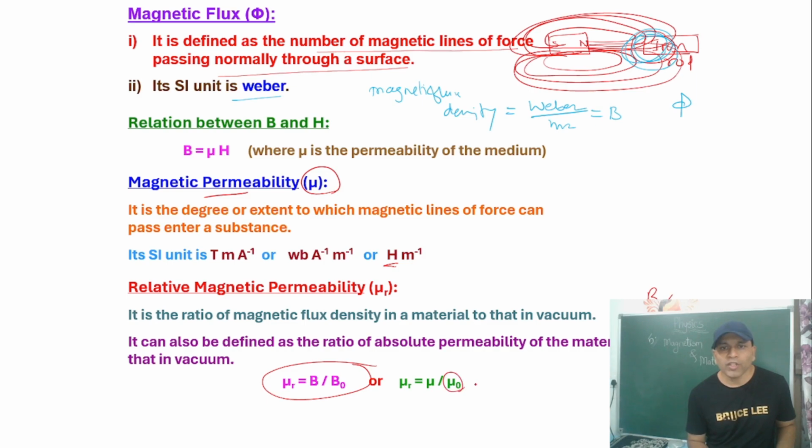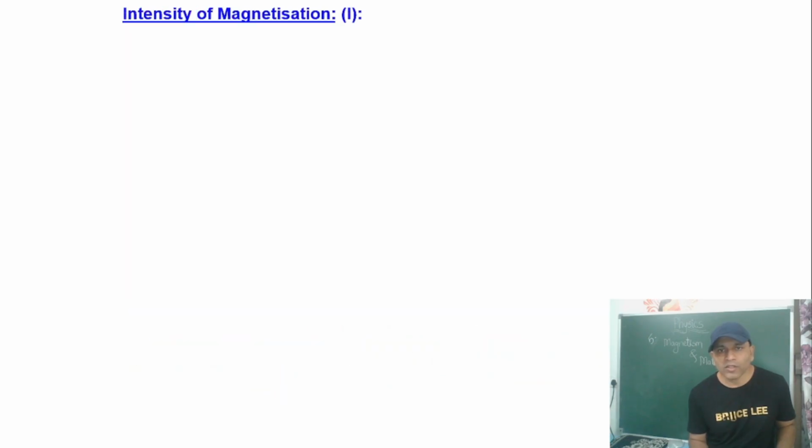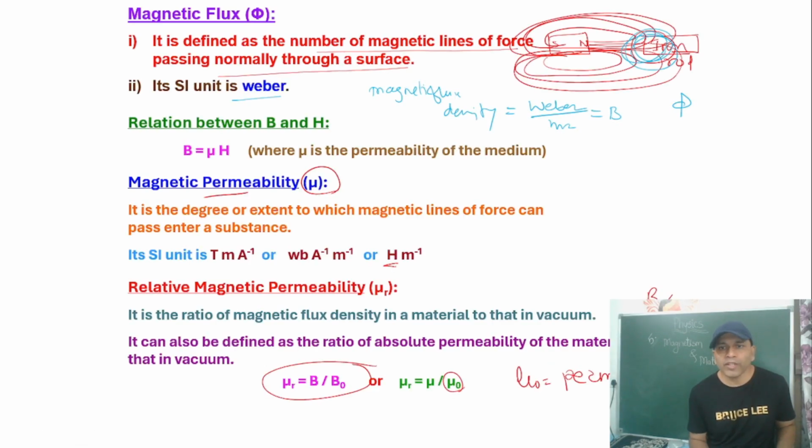So mu 0 is the permeability of vacuum. They have not mentioned what mu 0 is. Mu 0 is the permeability of vacuum, and mu is the actual permeability of the material.